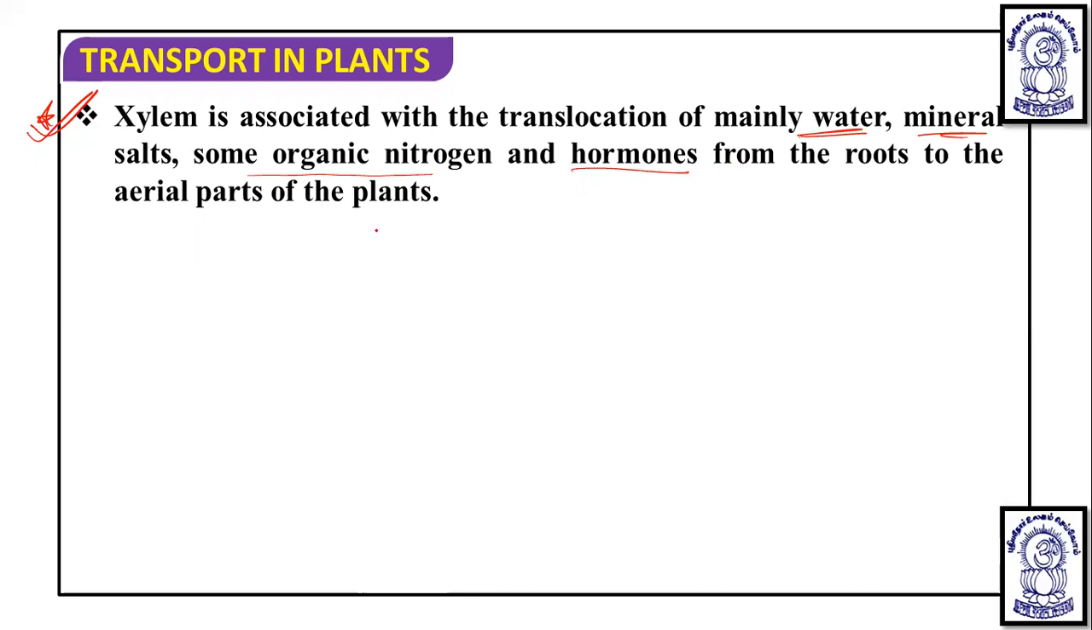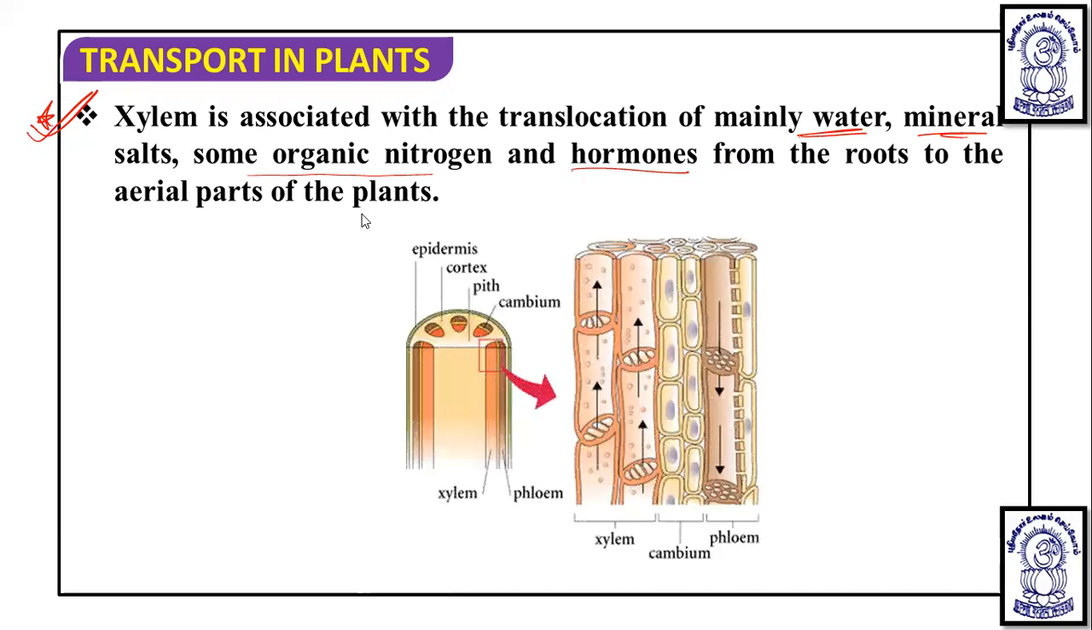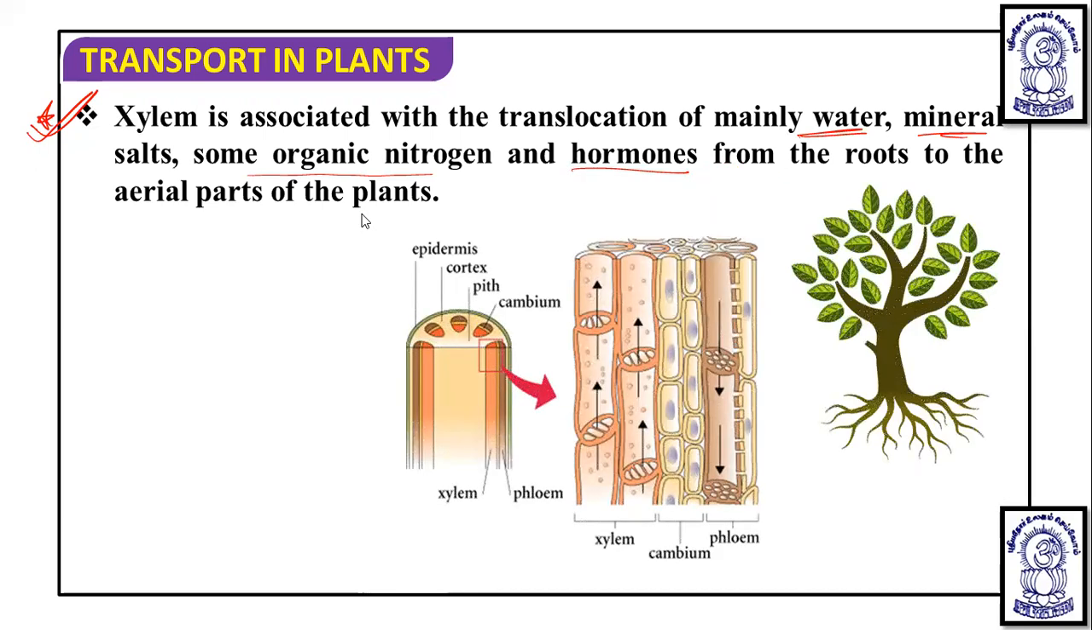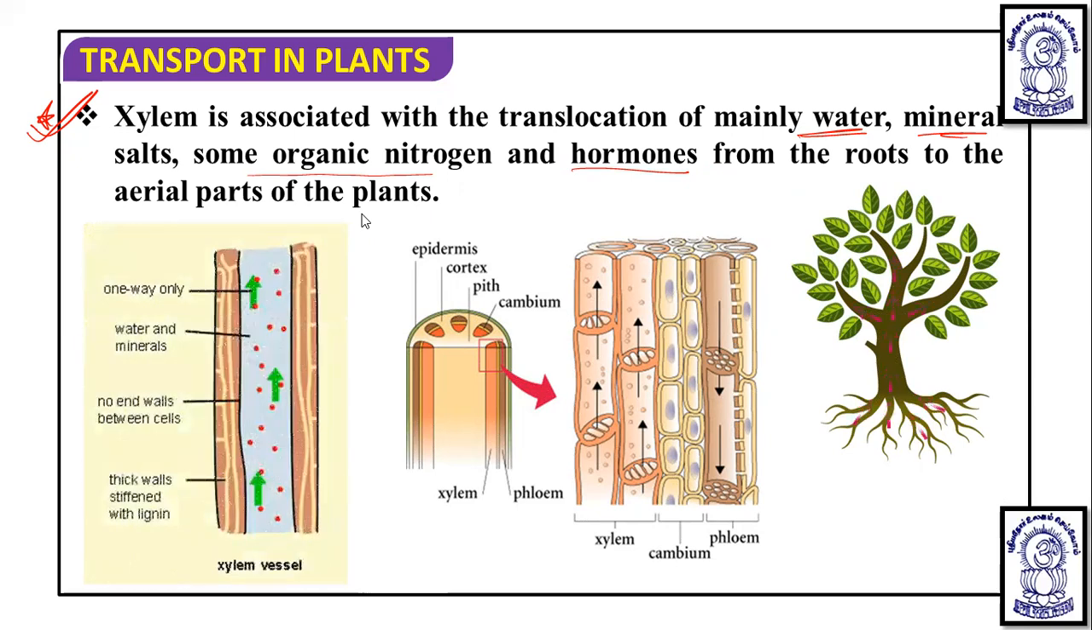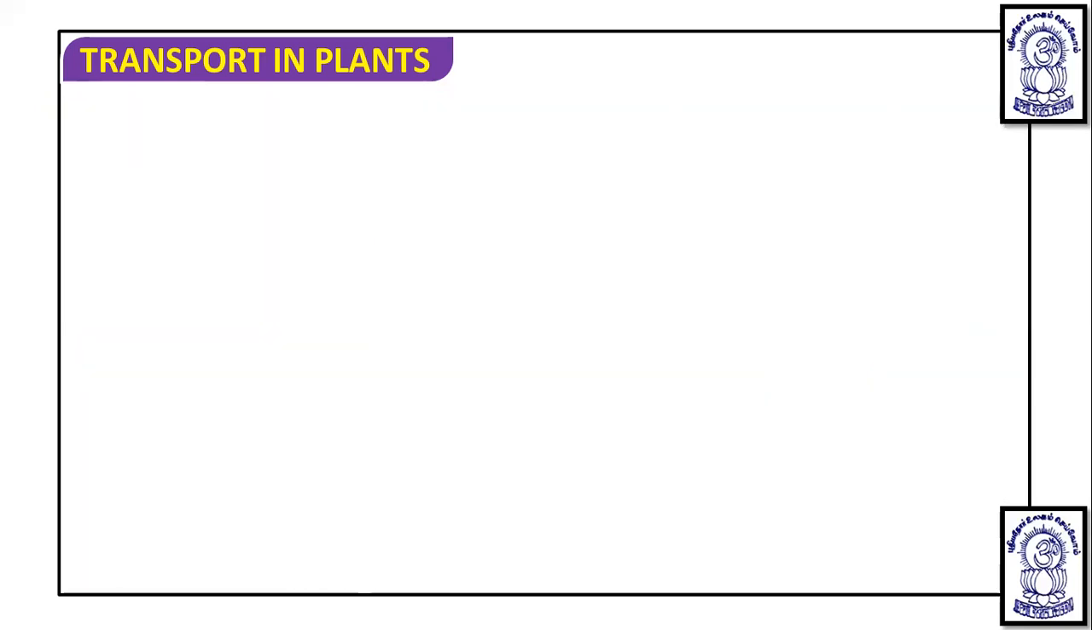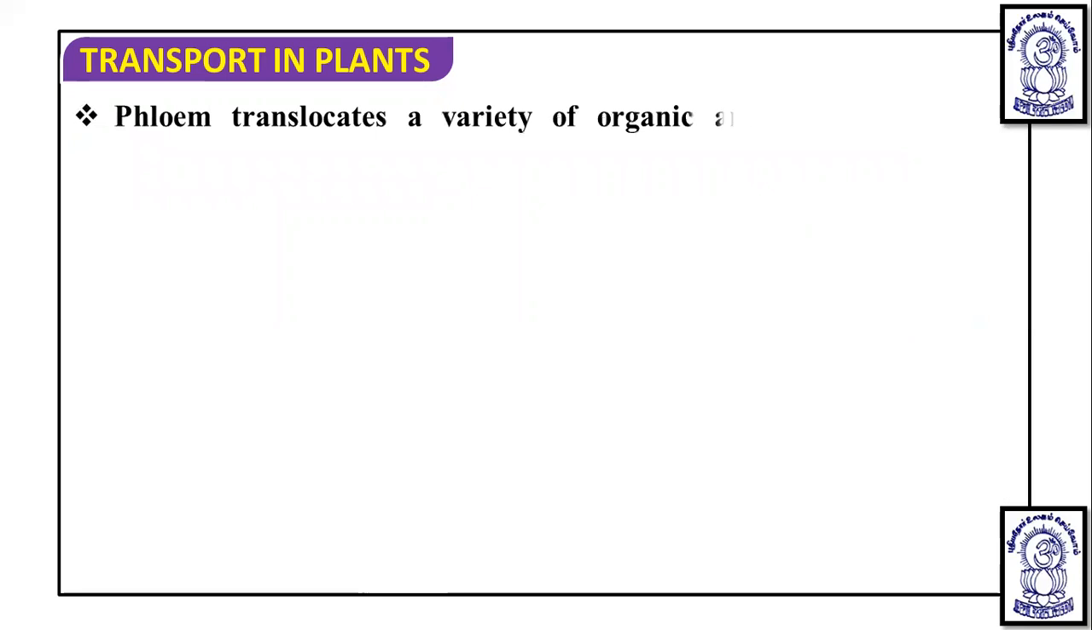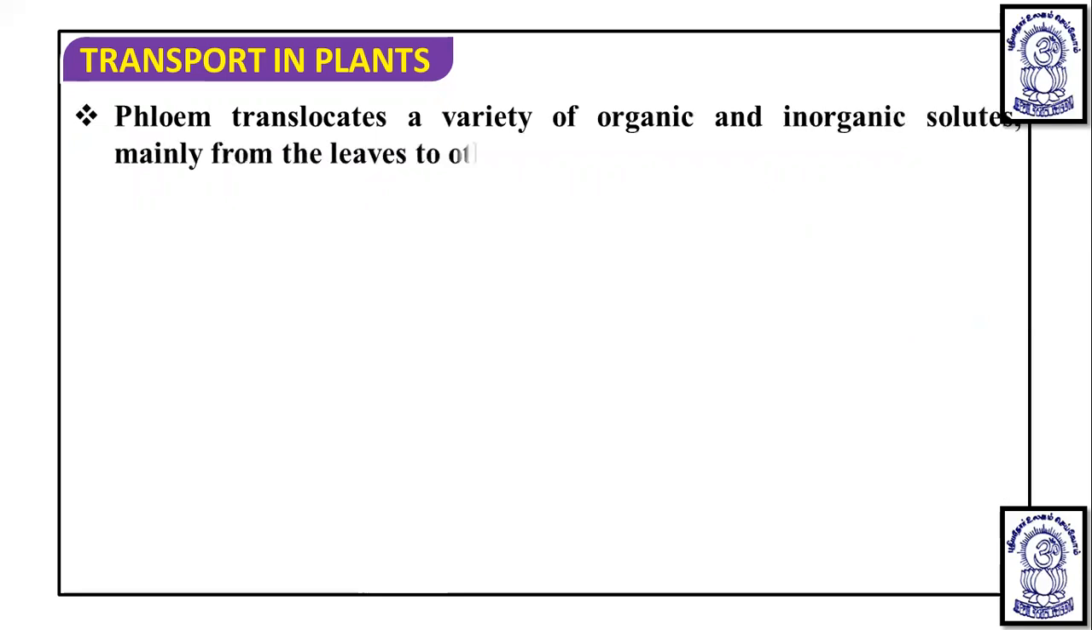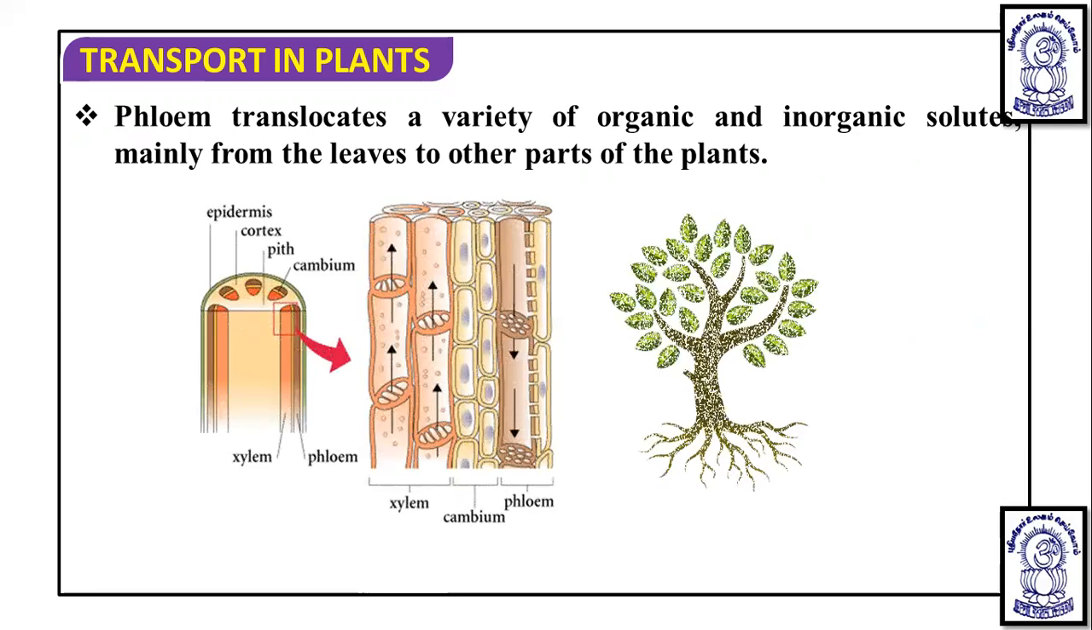Some hormones will also move from the root to the aerial parts of the plant, and in the xylem, the xylem vessels and xylem tracheids help with this. But if we talk about the phloem, the phloem translocates or transfers a variety of organic and inorganic solutes mainly from the leaves to the other parts of the plant. Organic nutrient here means food, which is transported from a leaf to the other parts of the plant.